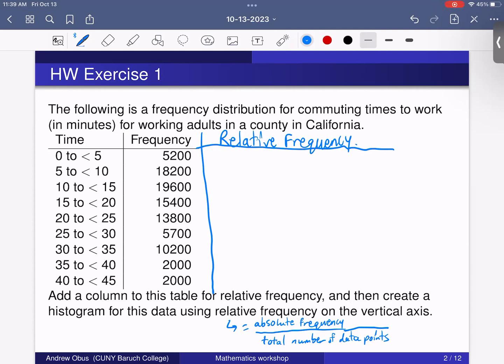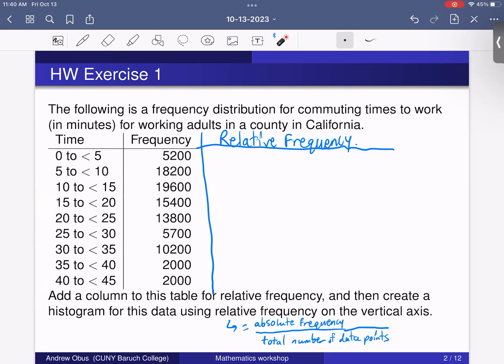So the relative frequency is equal to the absolute frequency over the total number of data points. So based on this chart, how do we figure out the total number of data points? Because we're going to have to divide everything by that. I don't necessarily need an answer. I just want to know, what do we do with the numbers on this chart to figure out the total number of people who were surveyed about their commute time? How do we derive that from this chart?